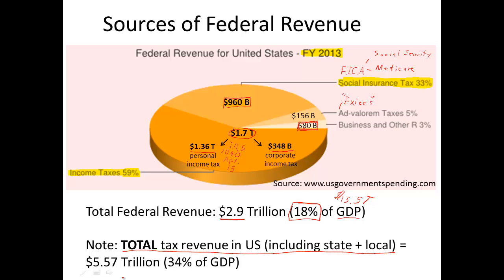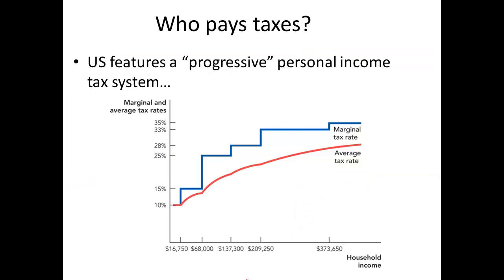If you do that, you find that all government collects about $5.6 trillion, which adds up to 34% of GDP. Still relatively lower than other industrialized countries, say in Europe, where you've got tax takes of 40 to 50% of the economy, but we're starting to get up there. Okay, so those are the raw numbers on where the taxes come from.